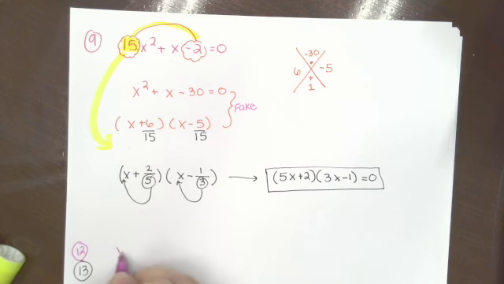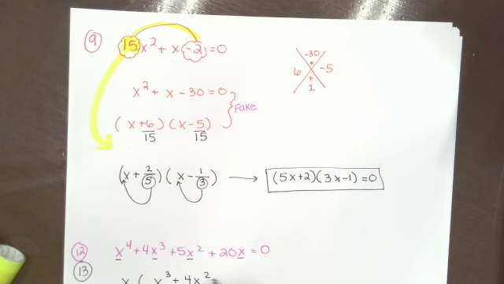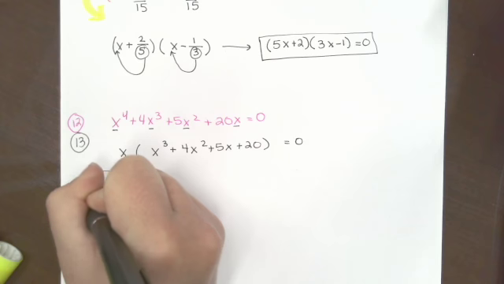Number 12 says x to the 4th power plus 4x cubed plus 5x squared plus 20x is equal to 0. Immediately I see that there is an x in every term, so we got to pull an x out. So we have x to the 3rd power plus 4x squared plus 5x plus 20, that's equal to 0. Again, immediately when you see that x pulled out, that means you have a root at 0.